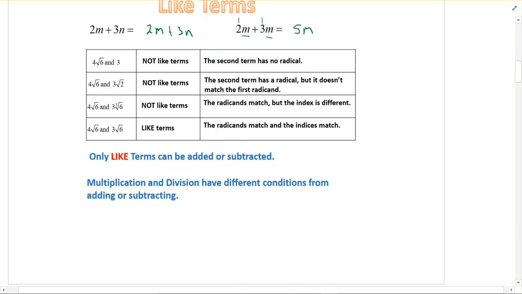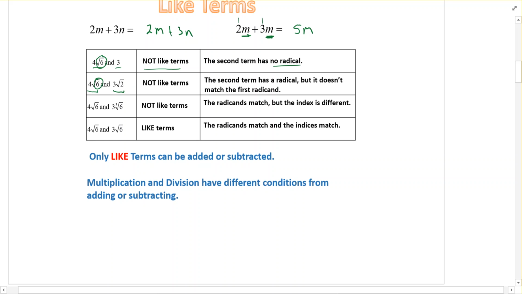If you look at different situations here, so 4 root 6 and 3, they are not like terms. The second term has no radical at all. There needs to be a radical. So just like here, how these were m's, we're going to have radicals that need to be the same. So if you look at the next one here, 4 root 6 and 3 root 2, they're still not alike because they're not the same.